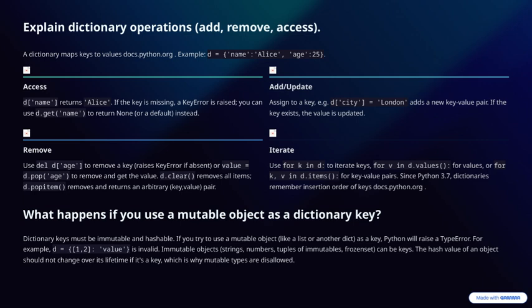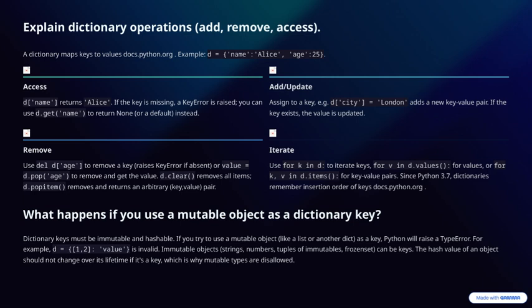Moving on to iterating through dictionaries, there are a few common patterns. You can use `for k in d` to iterate over the keys or `for v in d.values()` to go through the values. To get both keys and values at once, you can use `for k, v in d.items()`. And since Python 3.7, dictionaries remember the insertion order, which is quite handy.